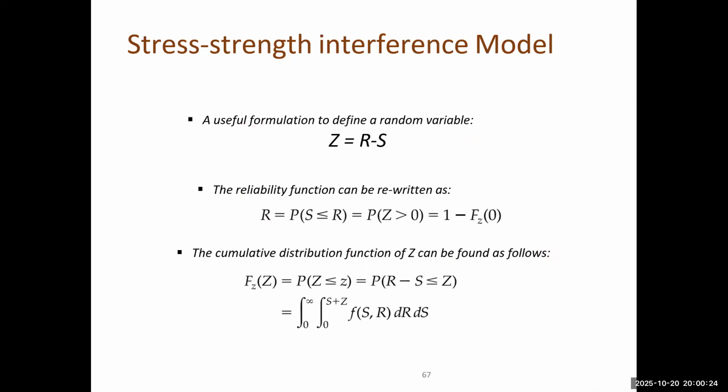And we can also use what? Use a cumulative distribution function to find the z in this situation. Because the probability of z greater than 0 can be reformulated as 1 minus the probability of z less than 0. And the probability of z less than 0 will give us a cumulative distribution function. So this cumulative distribution function of z can be found, and we will not give so much detail here.